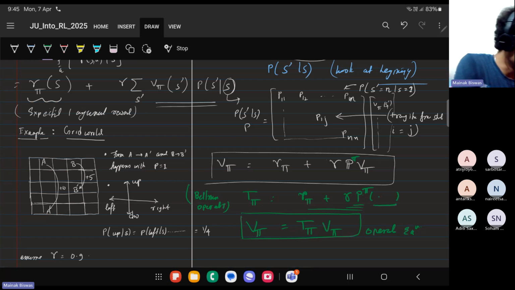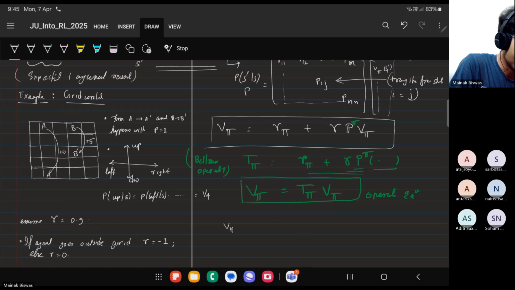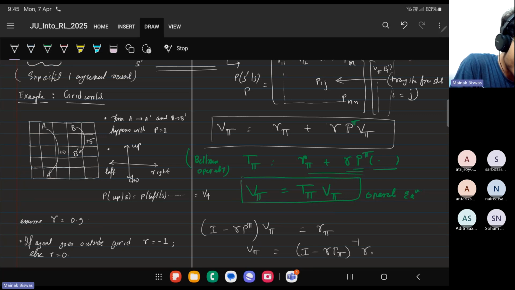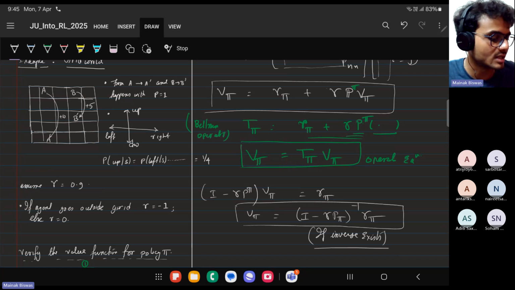Now if I ask you what is the solution to V pi, if all of these values are known? V pi is identity minus gamma P pi equal to R pi. So V pi is I minus gamma P pi inverse R pi, if the inverse exists. Clear to everyone? I'll wait for a moment before I go to the example.